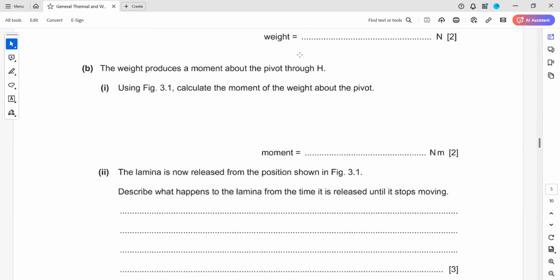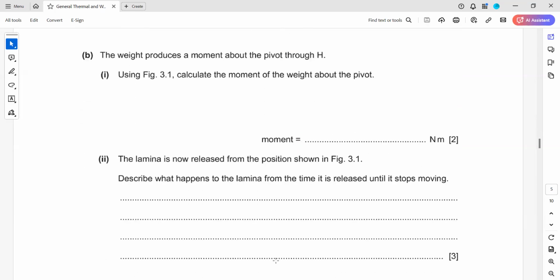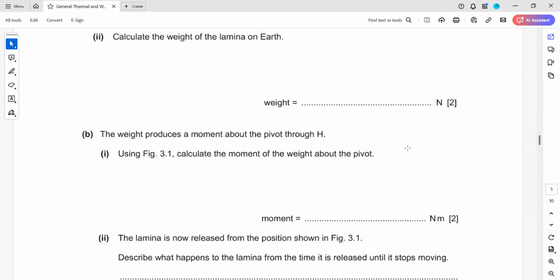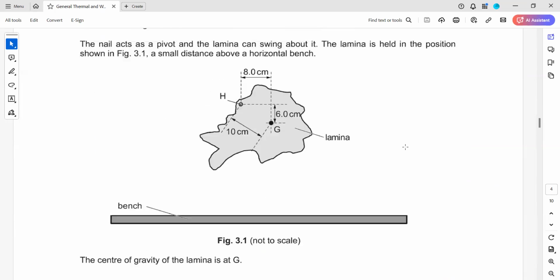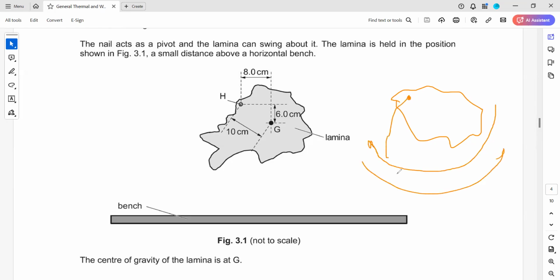The next part, the lamina is now released as shown in figure 3.1. Describe what happened to the lamina from the time it is released until it stopped moving. Just imagine you're holding a cardboard or any irregular object from one end, holding from this point, and you release. So what will you observe? You will observe that it will vibrate to and fro and eventually it will stop at this position.